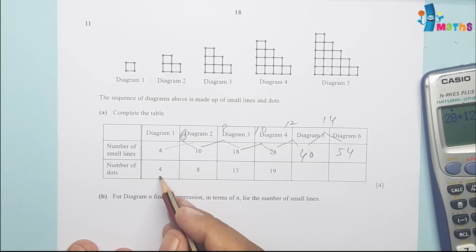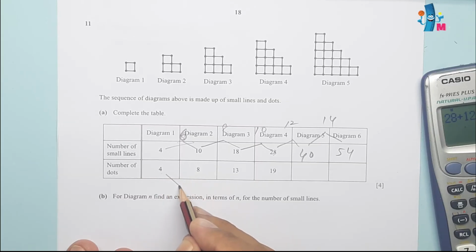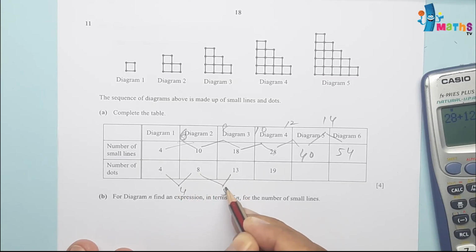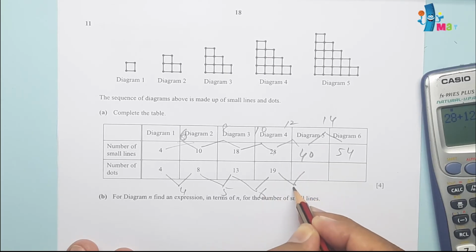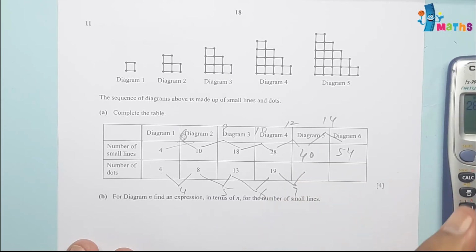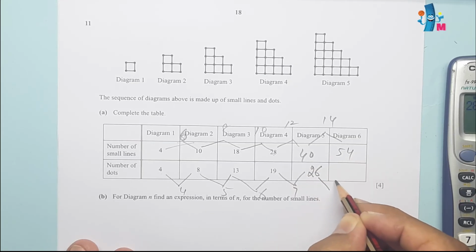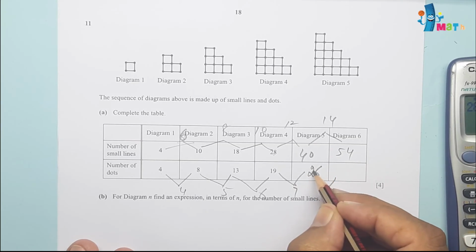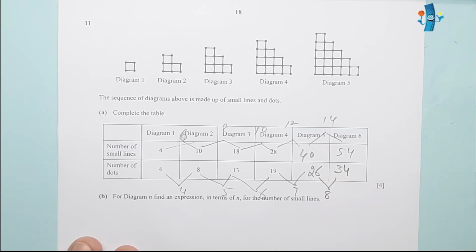Then the number of dots: this has 4 and 8, so it's adding 4. Then this is adding 5, this is adding 6, so next will be addition of 7. So 19 plus 7 will be 26, and then 8 will be added. 26 plus 8 will be 34. So this table is done.